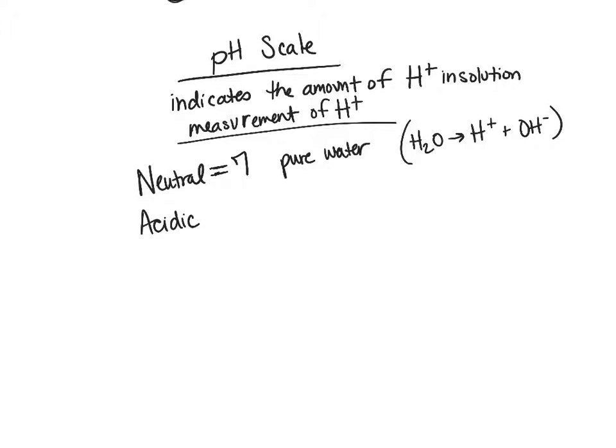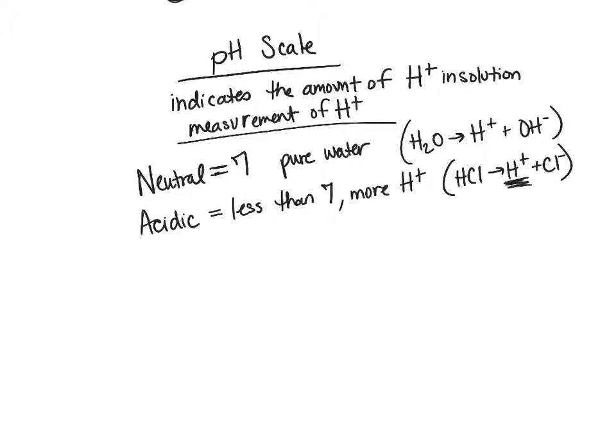Now, when we add an acid, if we add something acidic, the acidic side is less than 7, which means it has more hydrogen ions, because remember when we looked at an acid and put it in water, it dissociates, and we increase the number of hydrogen ions. So if we have more hydrogen ions, we've added an acid, then our pH is less than 7. So an increase in hydrogen ions means a decrease in the pH scale.